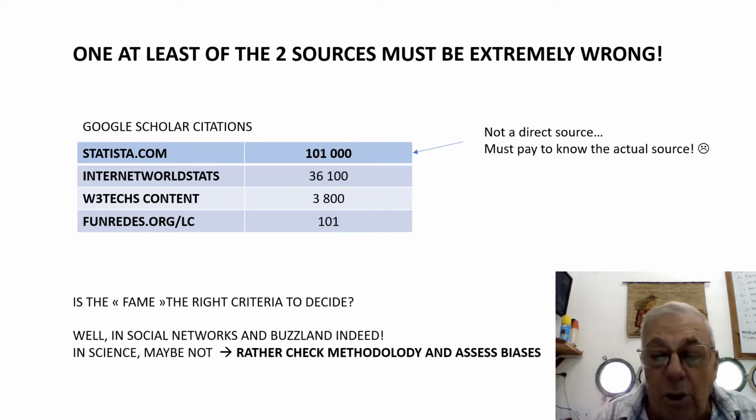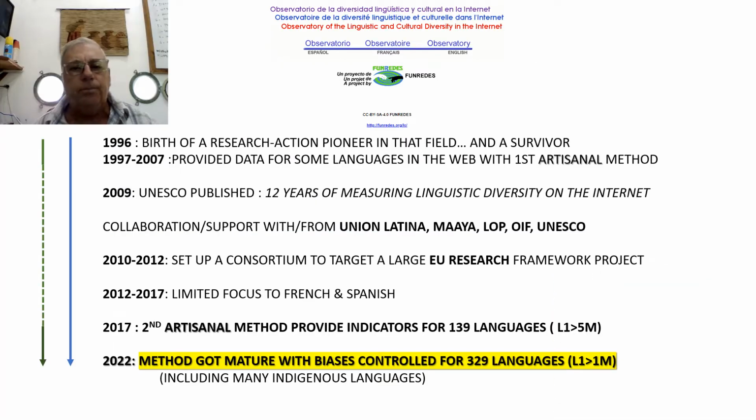You should rather check the methodology and assess the bias of each method to know which is right and which is wrong. We are not newcomers in that field. We are a pioneer. We started in 1996. Between 1997 and 2007, we were able to provide a series of results. And between 2007 and 2017, we kept working, but we were unable to produce. And in 2017, we started again with a new method, which is reaching maturation now in 2022 with all the biases controlled. So we are now much more confident of our results.